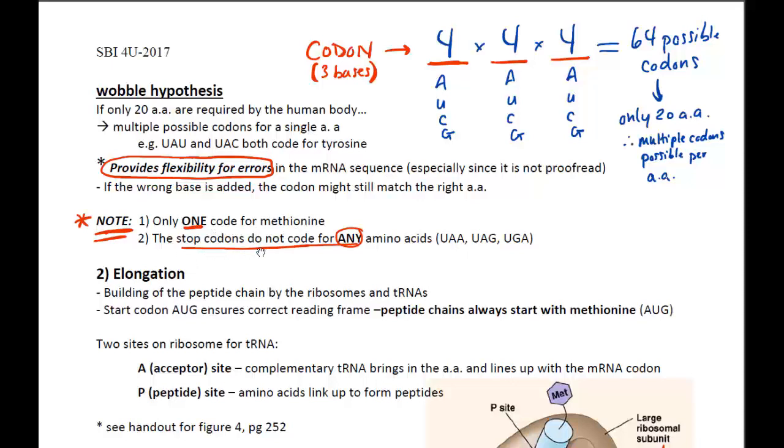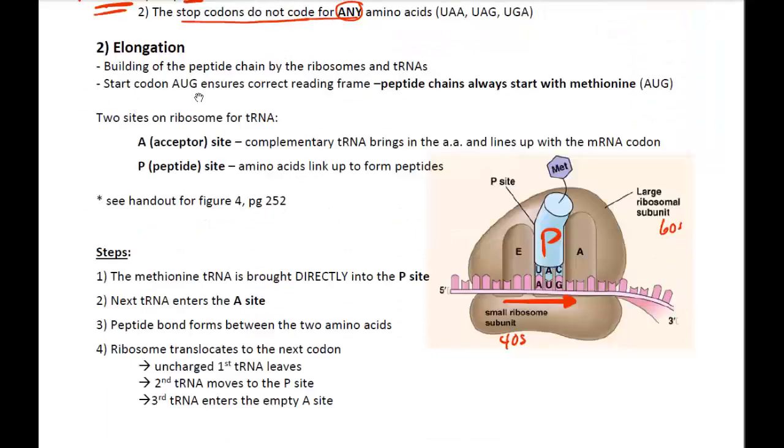And the stop codons do not actually code for any amino acid whatsoever. And those are those 3 codons there that we just saw on the other page. Okay, so we start at the start. The start codon makes sure that the reading frame is correct. You don't want to start at the wrong thing and then start adding in all the wrong amino acids.